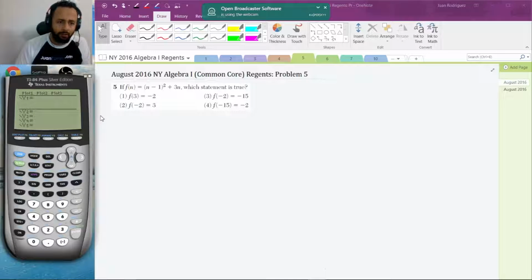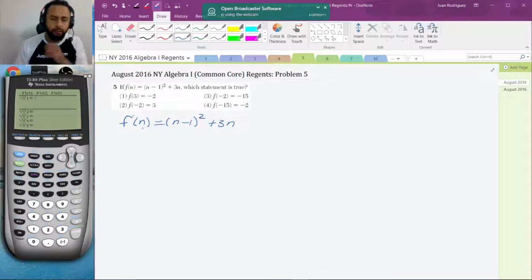So here's how I'm going to do it. f of n is equal to (n minus 1) squared plus 3n. This literally means that the input is n, then the output is this. So if I substitute any number for n, I substitute that same number for n over here.